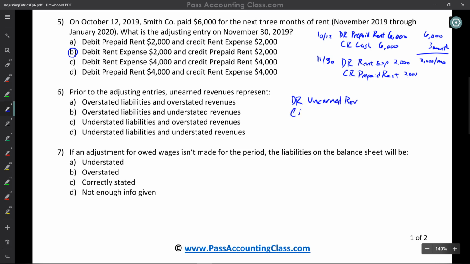And then we're going to credit a revenue account. Because it says prior to, if we don't do this journal entry, what does that mean? Well, in this instance, our revenue goes up and our unearned revenue balance goes down. So prior to doing the journal entry, our revenue would be down and our unearned revenue would be up. So our liabilities would be overstated and our revenues would be understated. So the answer here is going to be B.